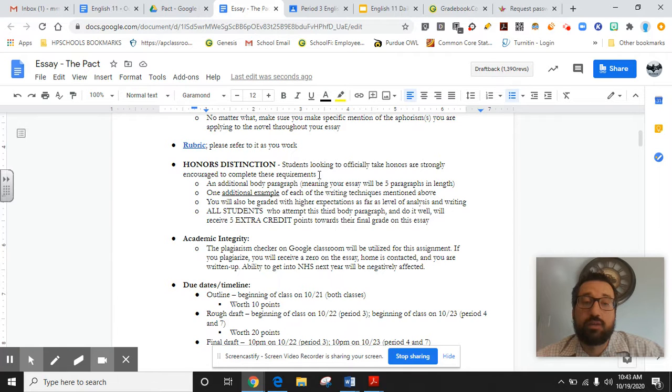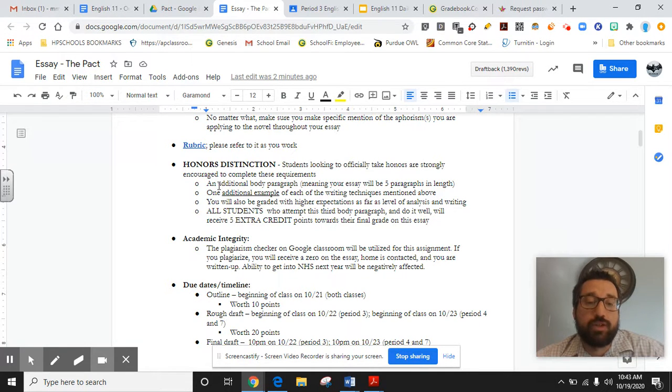No matter what, if you do these elements, you will receive extra credit. So even if you're a student who's not planning on taking honors distinction, although if you're capable of doing this work, I would recommend that you do it anyway, you're still going to get extra credit no matter what. So if you're planning on taking honors distinction or you're not planning on it, either way, if you do this extra component, you will get 5 extra credit points.